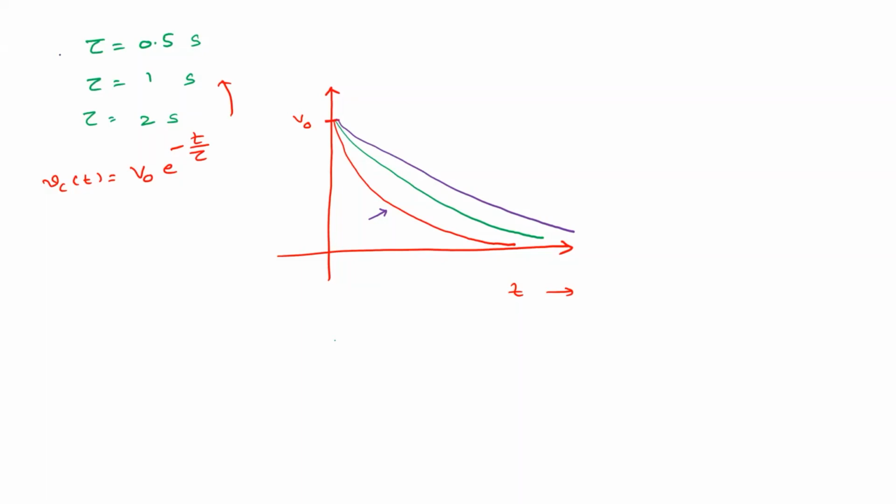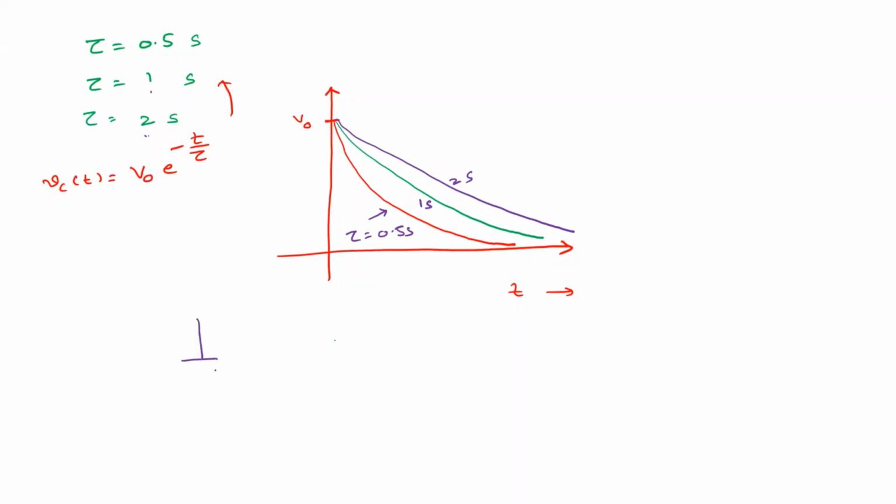In other words, for this one, if it started at 1, the first one requires only 0.5 seconds to reach its 1 by e value. Whereas here it requires 1 second to reach 1 by e value, and this requires 2 seconds. That's a simple sense. So this is tau equal to 0.5 seconds, this corresponds to 1 second, and this corresponds to 2 seconds. Understood? Yes, sir.